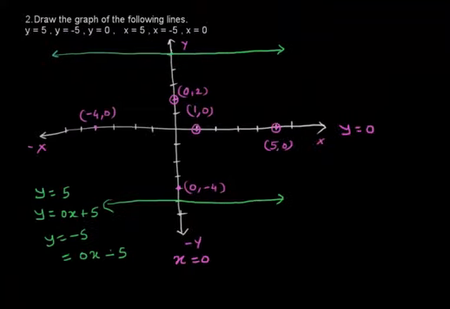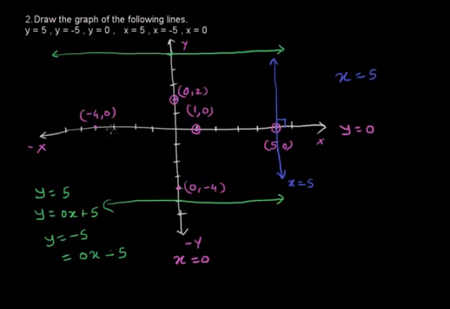Similarly, if I want to plot x equals 5: 1, 2, 3, 4, 5. This is a line which is parallel to the y-axis. This represents x equals 5, at a distance of 5 from the y-axis and parallel to the y-axis. Now what does it mean? The slope of such lines is infinite, as it makes an angle of 90 degrees with the x-axis.